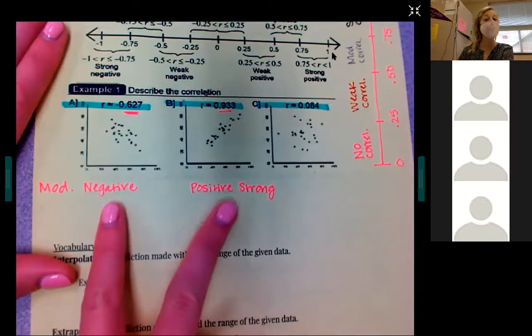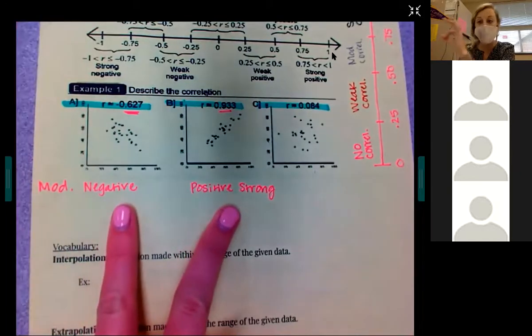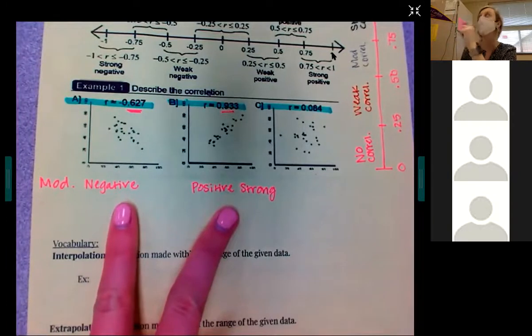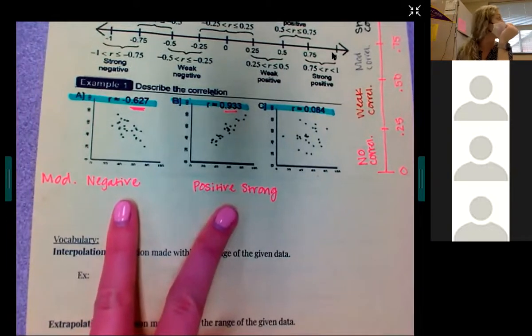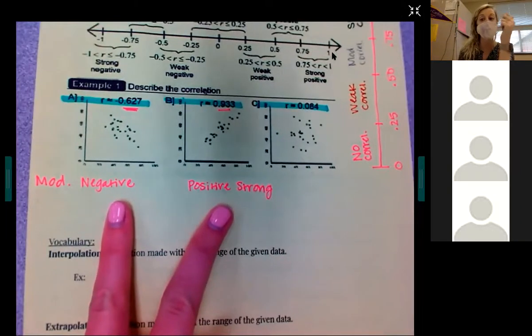I don't care which order you put them in, but you have to tell me the direction and you have to tell me the strength. If you don't tell me both, I can't give you full credit. Remember we talked about yesterday, it's like a first and a last name. Y'all have two Jasmines in your class. You also have two people who like to go by Jay. You also have two people who like to go by Trey. I need a first and last name so I know who's who. All right?